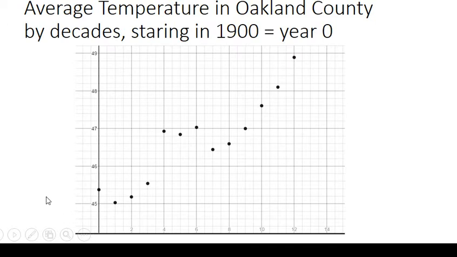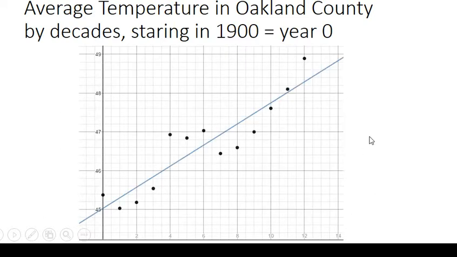Now does it look like a trend in the average temperature here throughout the 20th century? Absolutely. Later on in this course, we'll learn to fit a regression line that'll make that trend a little bit more visible. But you can see that in the 100 years of the 20th century, the average temperature in Oakland County went up almost 4 degrees. So that's a significant increase.